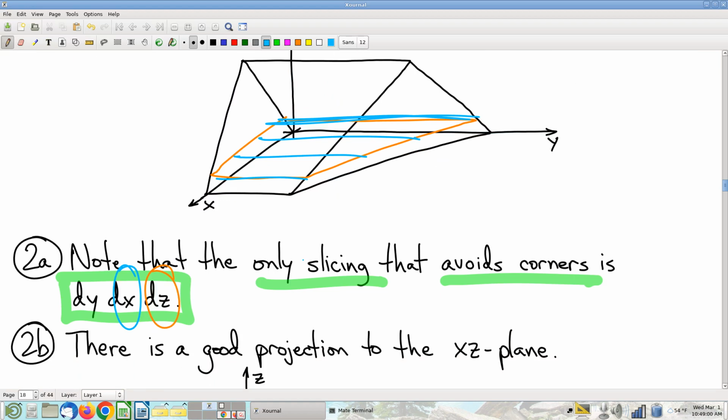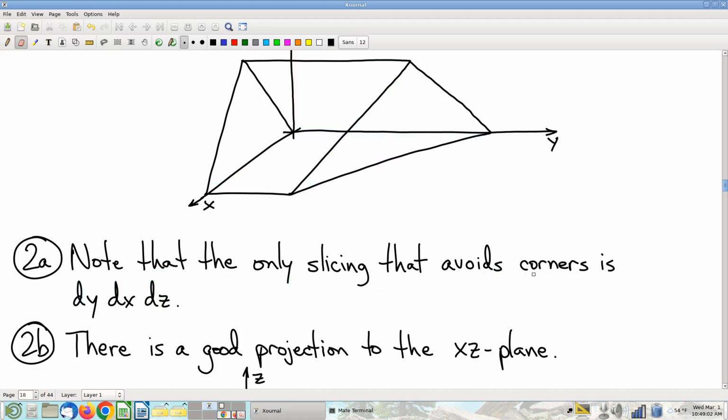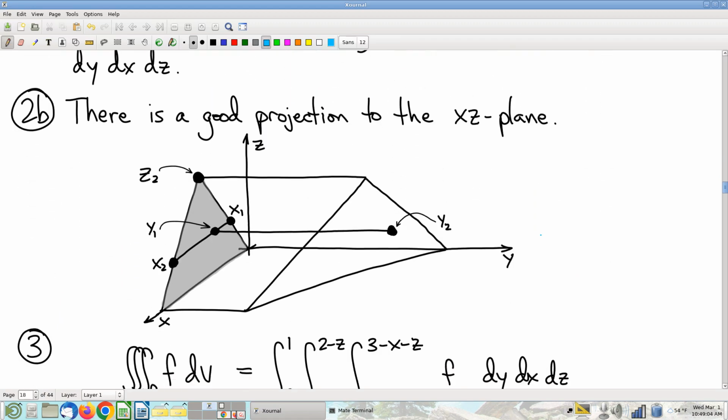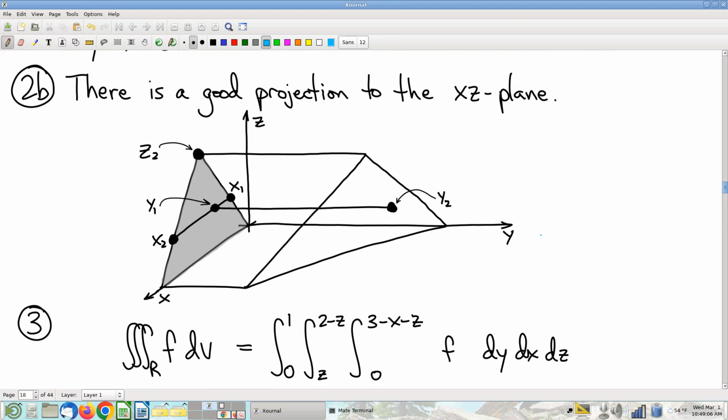Okay, so now you can take that point of view, and that's a good one, but as you know, I'm a big fan of projections. Notice you can also very easily observe, once you have a good picture, you've got to have a good picture, essentially. Notice there's a really good projection into the XZ plane. The shadow is a triangle. I love triangles.